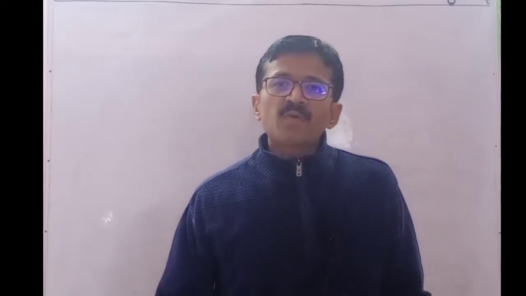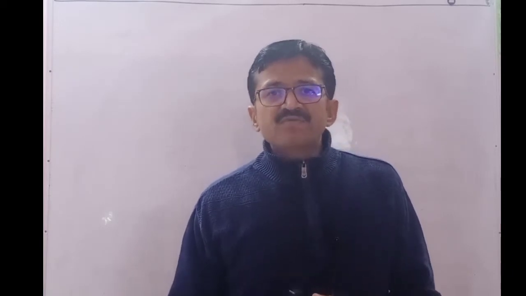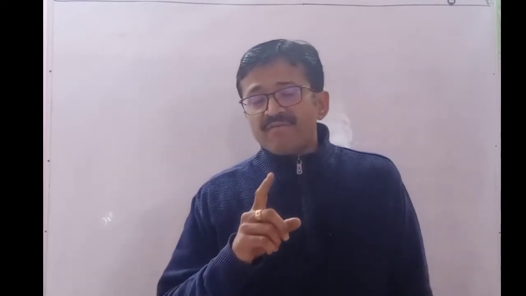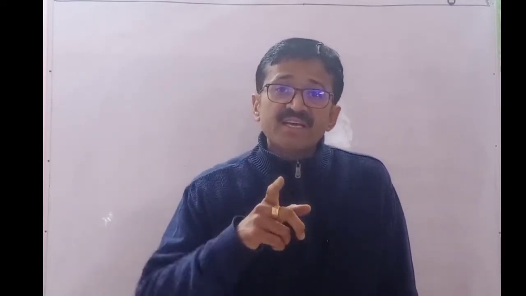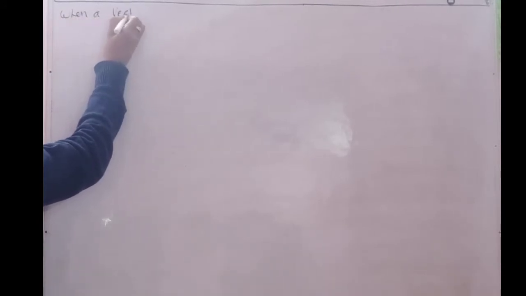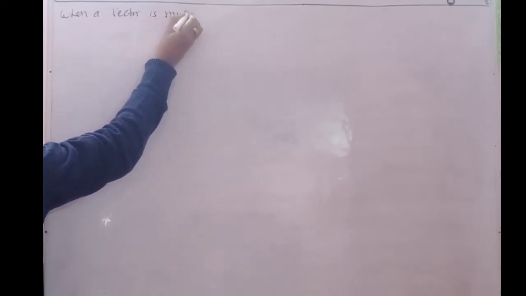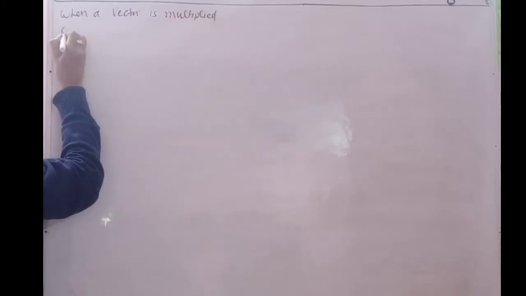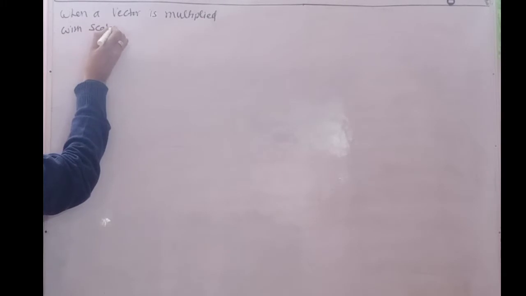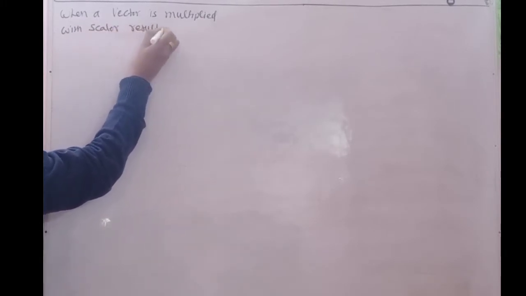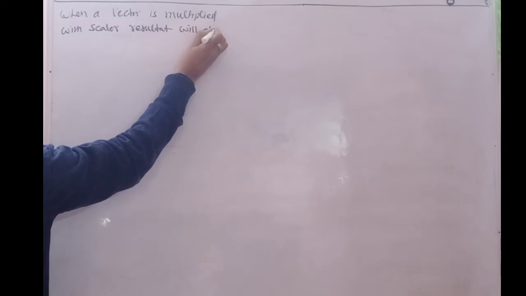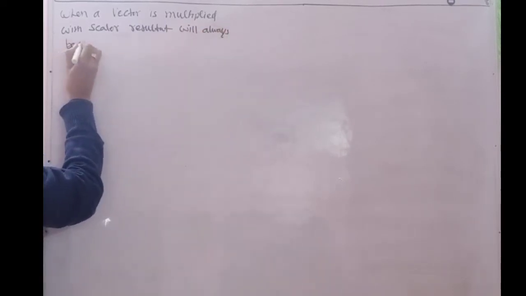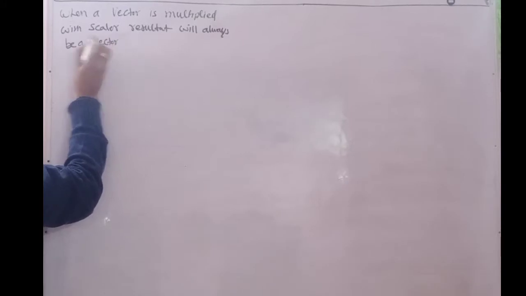So we are going to discuss the product of vectors. Whenever a vector quantity is multiplied with a scalar quantity, the resultant will always be a vector. But whenever a vector quantity is multiplied with a vector quantity, the resultant can be scalar or vector. So when a vector is multiplied with a scalar, the resultant will always be a vector. This is the first point.